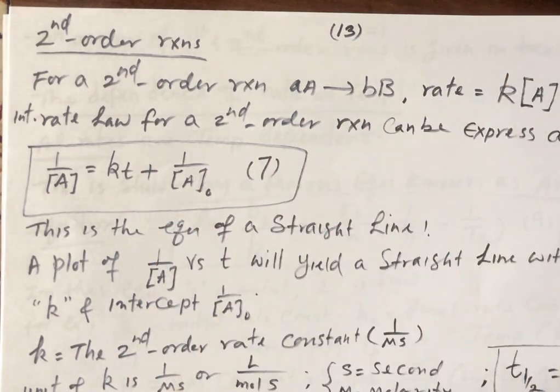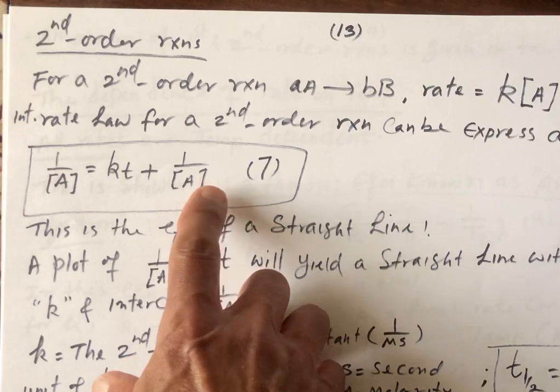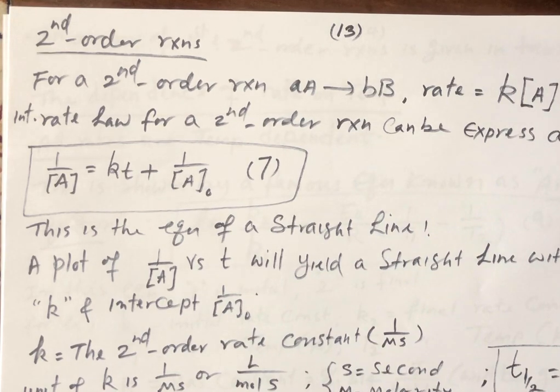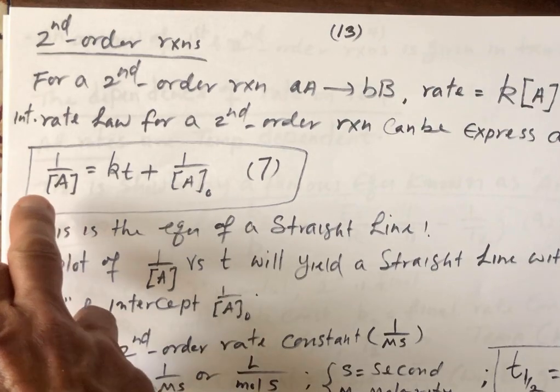Again, that derivation is not important at this point, but what I want you to know is how to use this equation, and also be able to recall this equation and use it. So memorize this equation and know how to use it. We will be going through some examples of how to apply this equation. So it's the inverse of the concentration of A, 1/A, equal to kt, rate constant times time, plus 1/A0. Now A0, remember, is the initial concentration and A is just the concentration by itself.